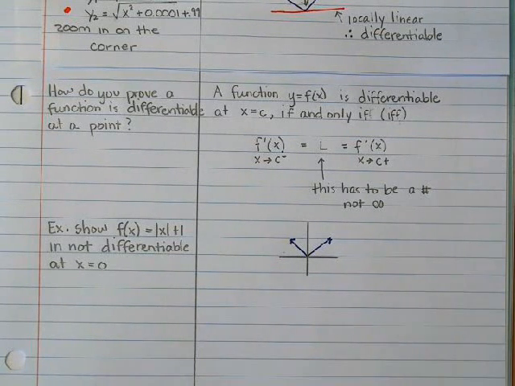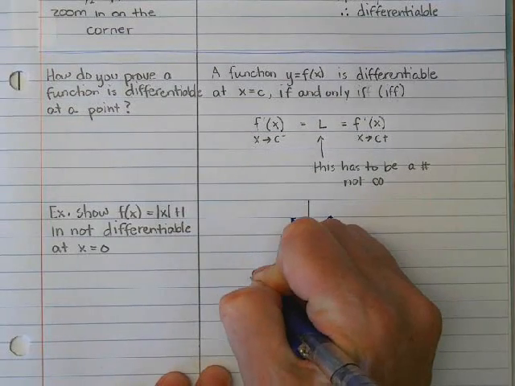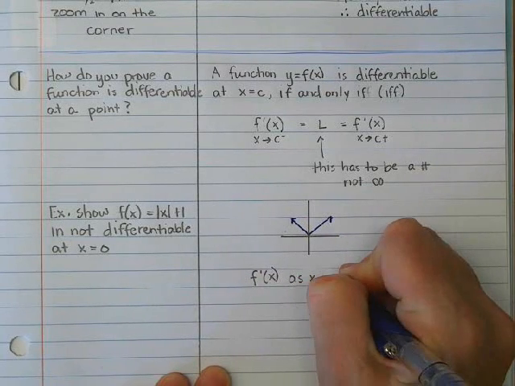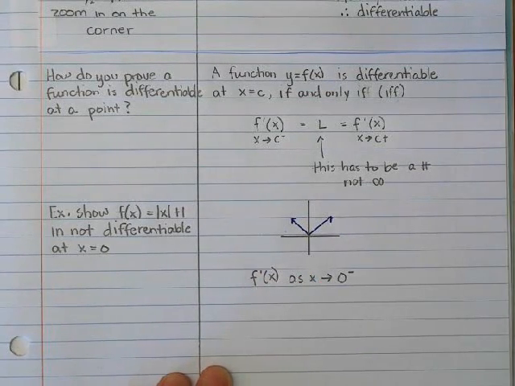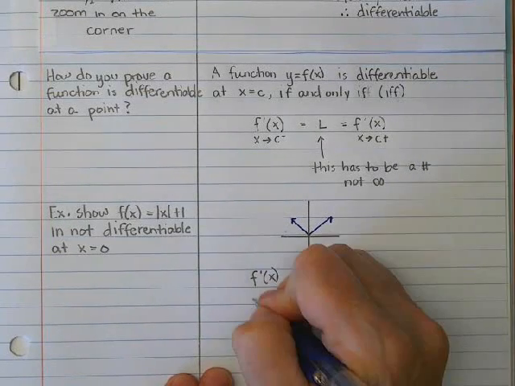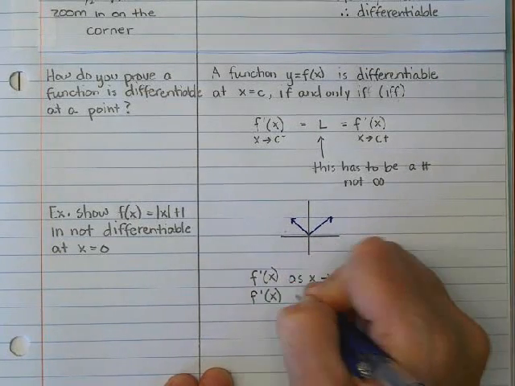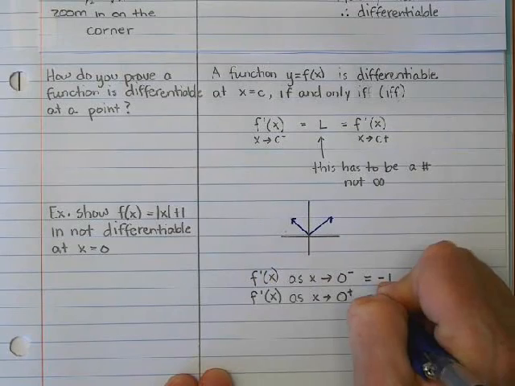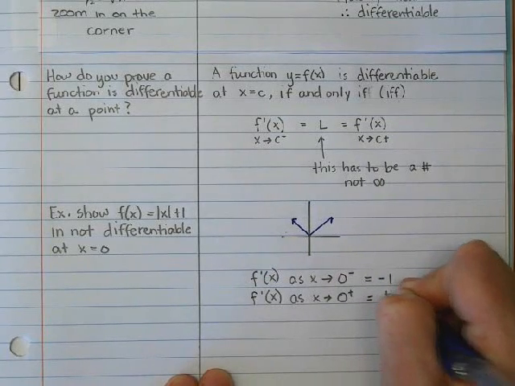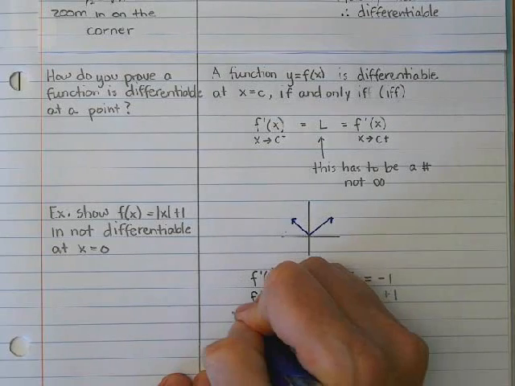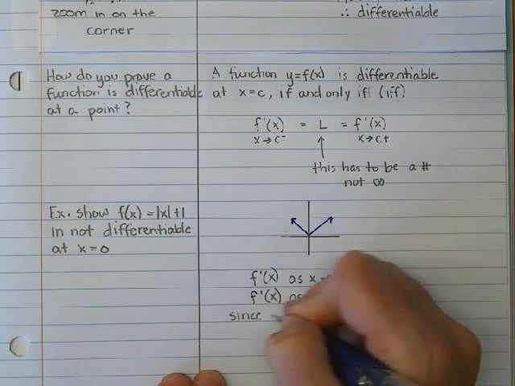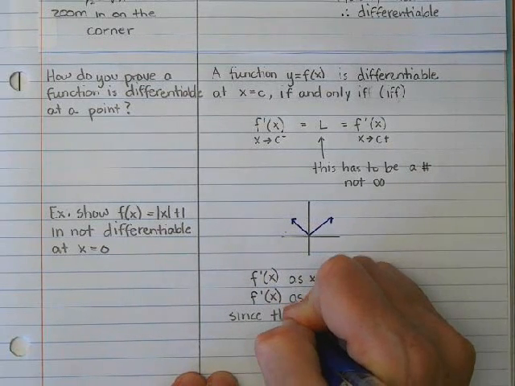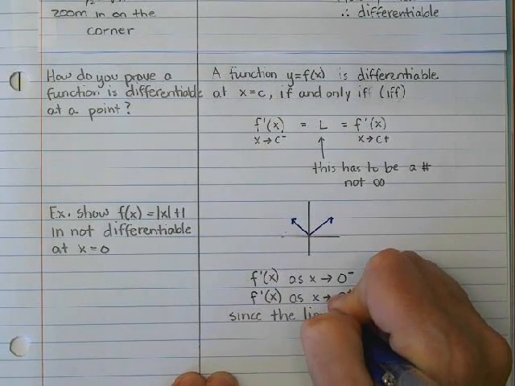So I'm going to say f prime of x as x approaches 0 from the left is equal to -1. f prime of x as x approaches 0 from the right is +1, or I could just write 1. Since the limits aren't the same, the function is not differentiable. Remember that there's always got to be a conclusion.